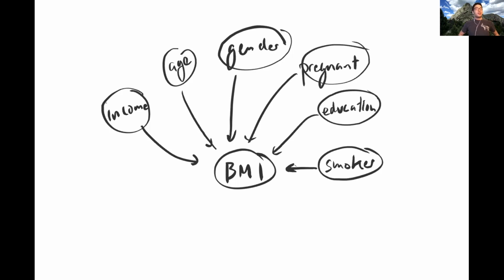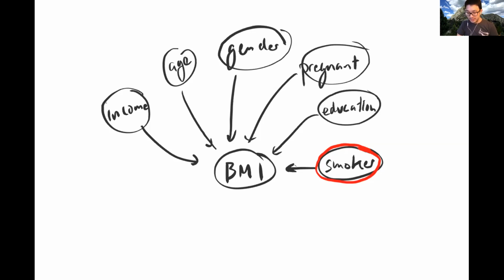So suppose I want to know the causal effect of smoking on BMI. You might imagine that if I were just to run this regression, you probably wouldn't necessarily be getting a good relationship, a causal relationship or measurement of causal relationship.